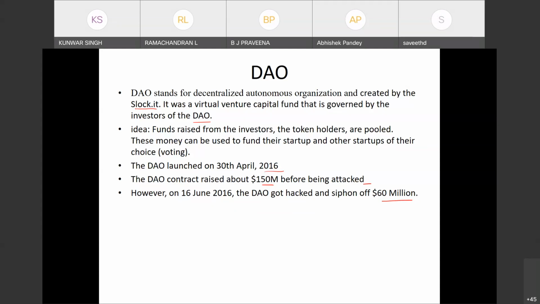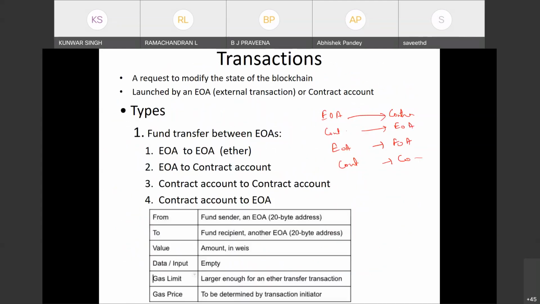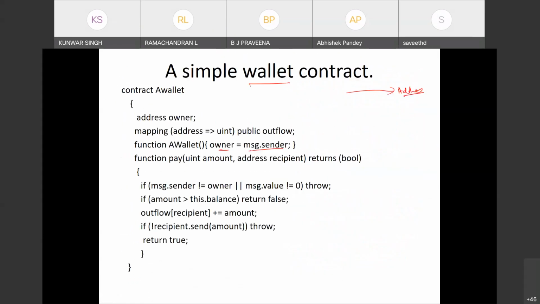Then why do you have two things? What is the basic difference between send and call? I don't know that. Maybe the structure is different. I don't know where this is used, or why. Okay. Anything else?